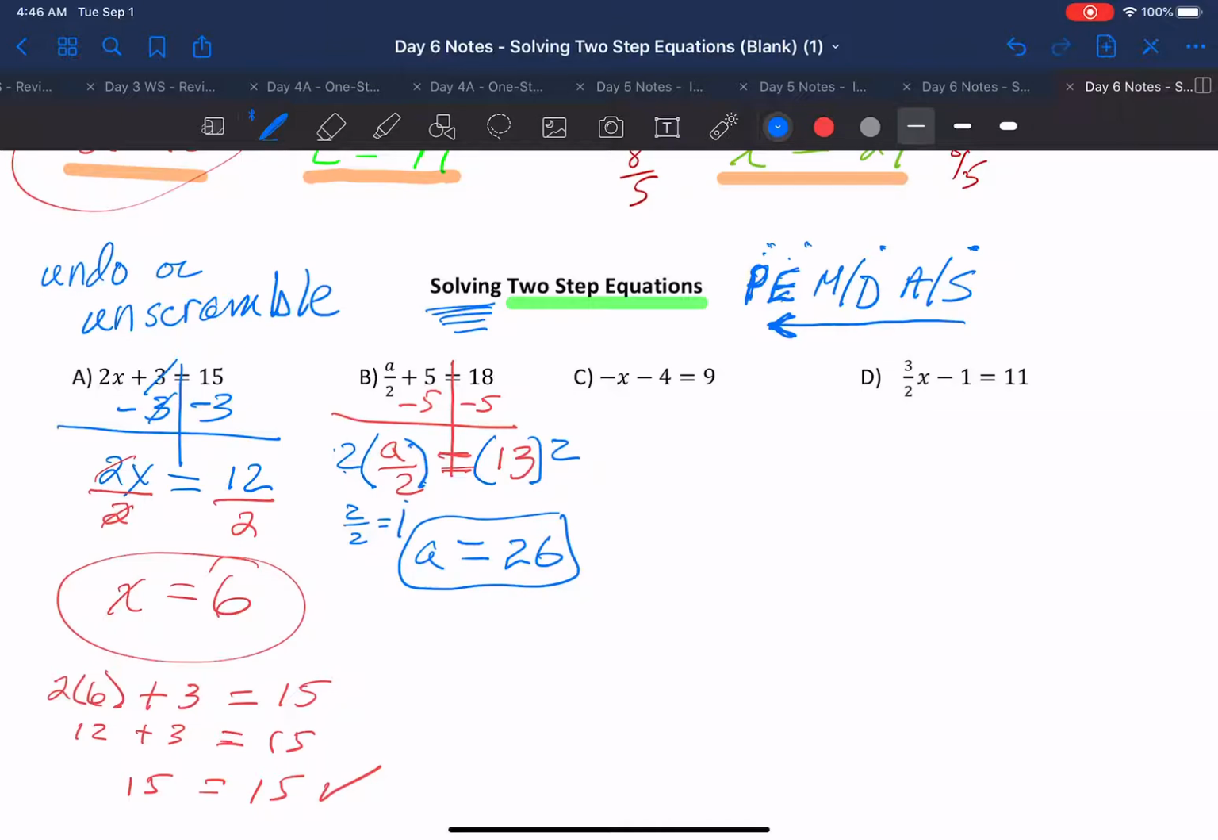Okay, you try the next one. Stop the video, work it on your paper, and then turn the video back on and come back and check your answer.